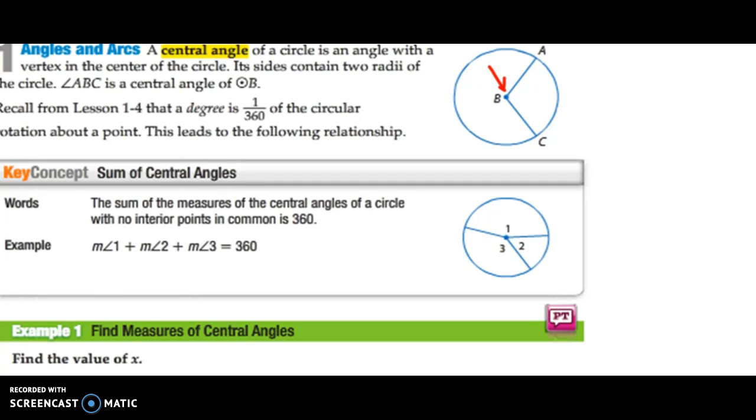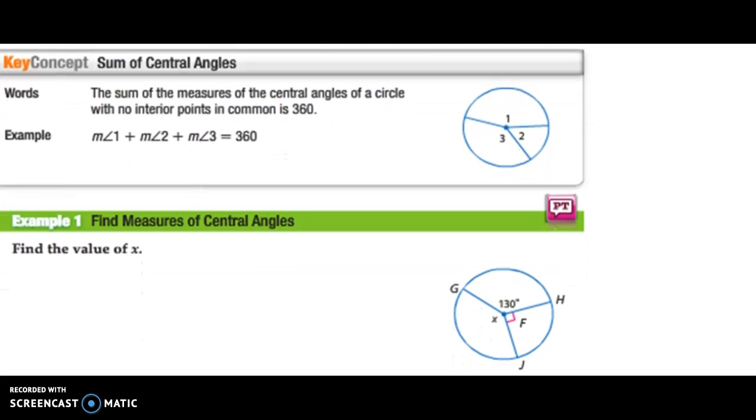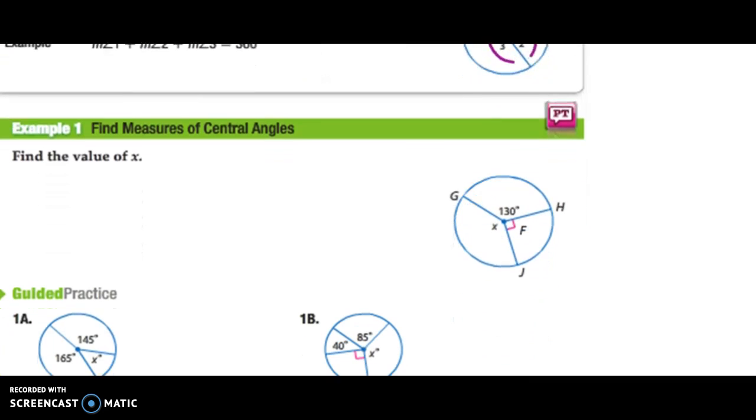And so our central angle would be angle ABC. And so that's some angle right there. A full circle makes up 360 degrees, so this is going to be some number that's less than 360. The reason we need to know that is because all the central angles in our circle have to add up to 360. So here it shows you that angle 1 plus angle 2 plus angle 3 all add up to 360 degrees. And we can use that information to solve problems.